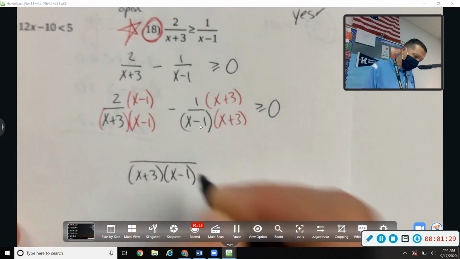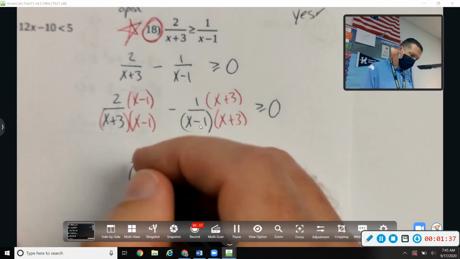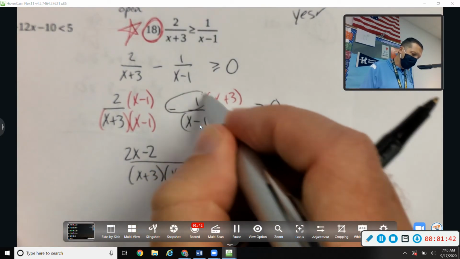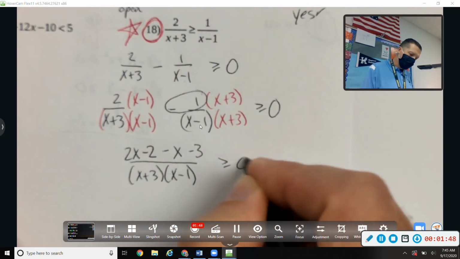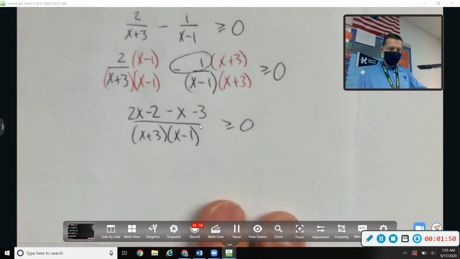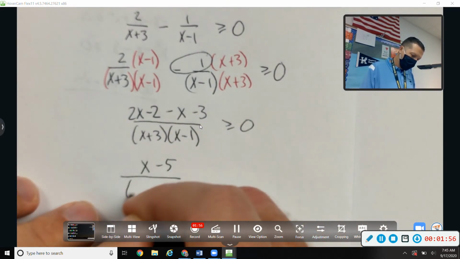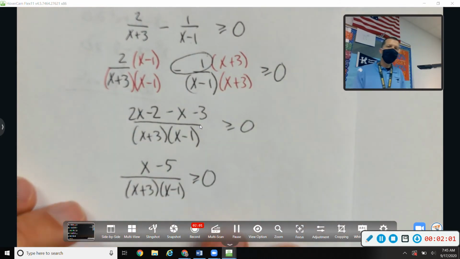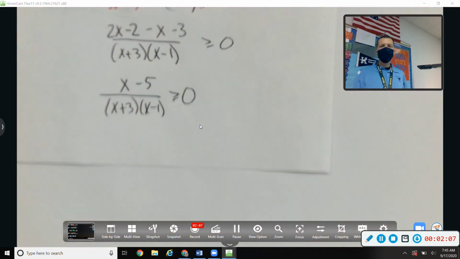So x plus 3 and x minus 1 in the bottom. That's our common denominator, so I don't need to write it twice. It's in common, so we just write it one time. The top, 2x minus 2. Another minus sign. We're going to have to be real careful with that. Minus x minus 3. Two x minus x is x, minus 2 minus 3 is minus 5, over x plus 3 and x minus 1, greater than or equal to 0. Okay, all that, and now we're sort of ready to start the problem.